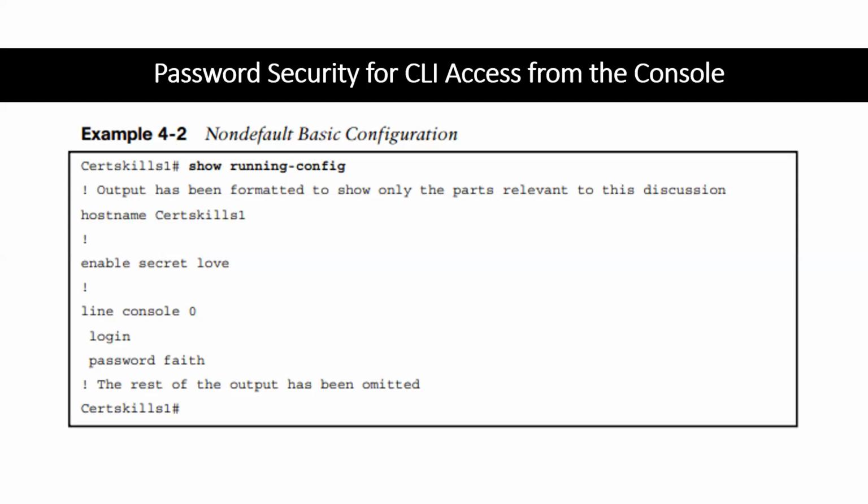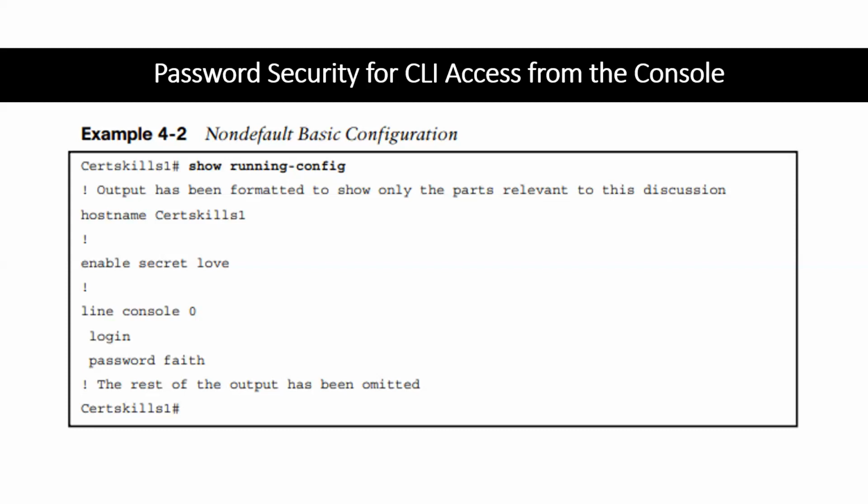You can put in a username and password requirement if you're accessing via console. You can put in a username and password requirement if you're accessing via SSH or Telnet. In this slide, if we do a show run config, like I told you guys, we can see the password for the enable secret, or the enable password. It's called love. We can see the password for logging in via the console. And so this is how we can mitigate access to that device.